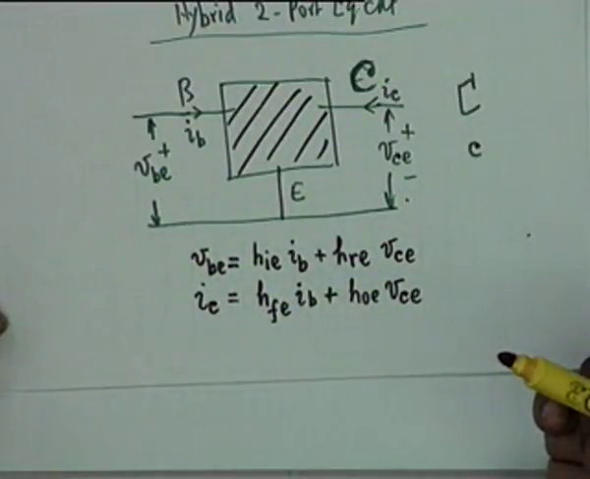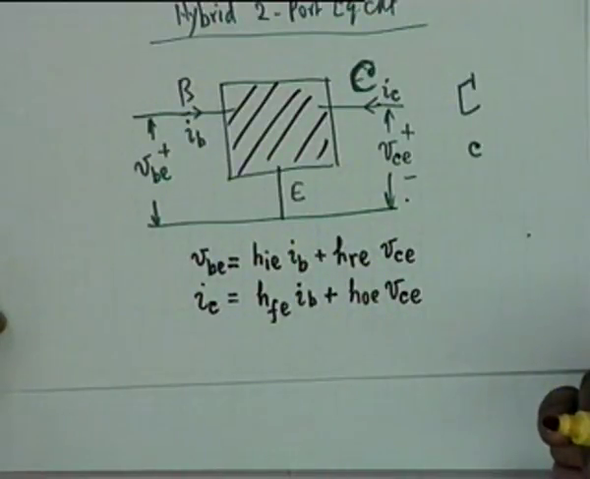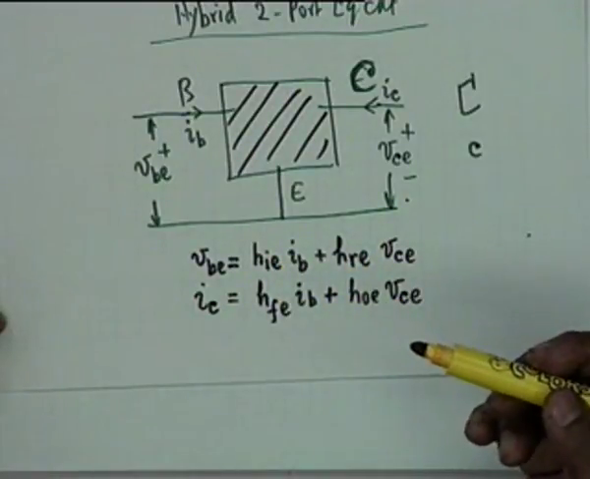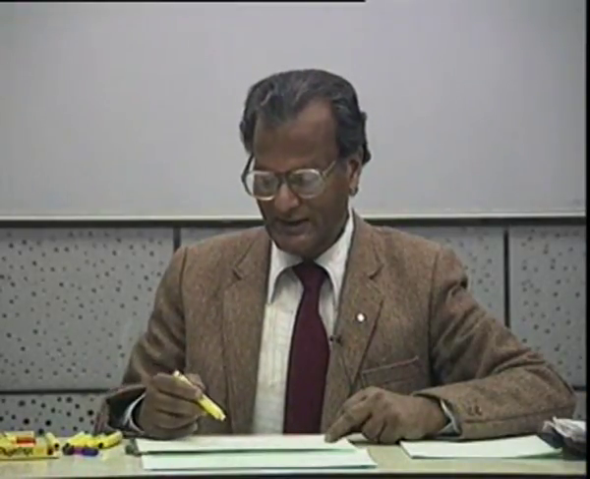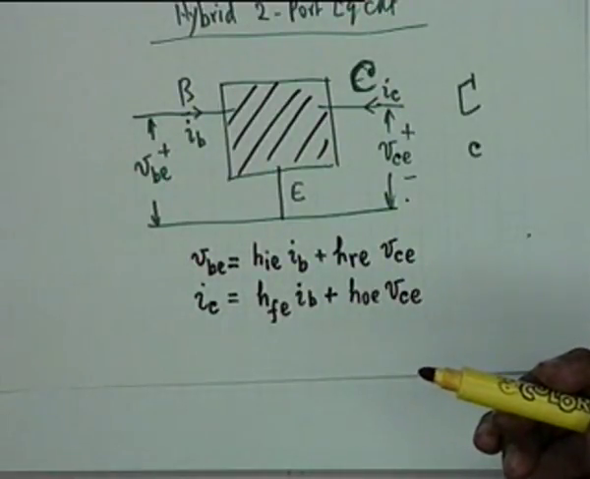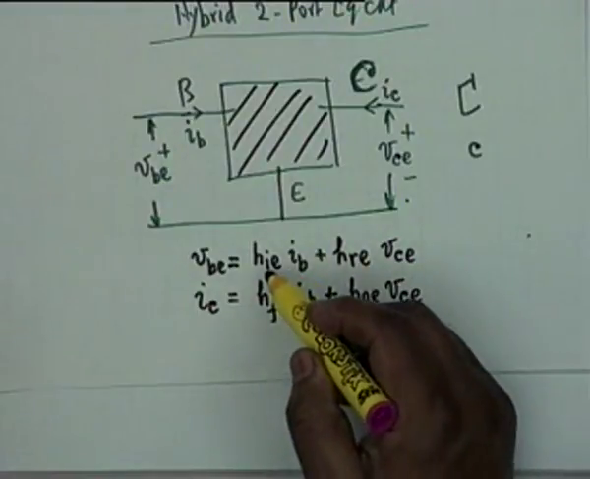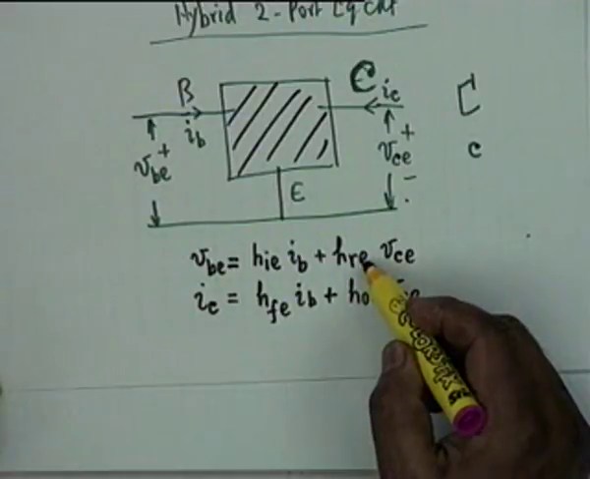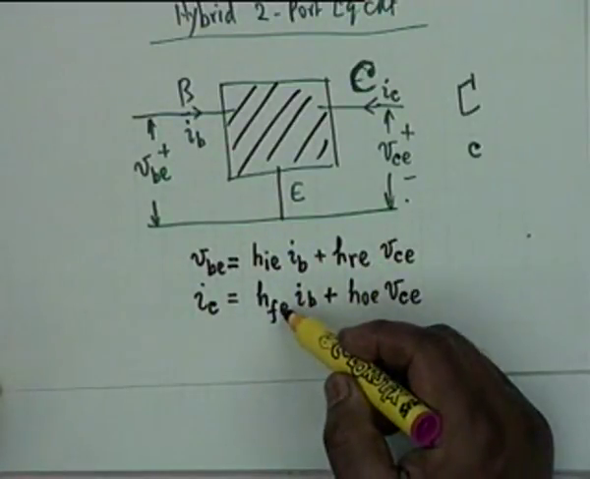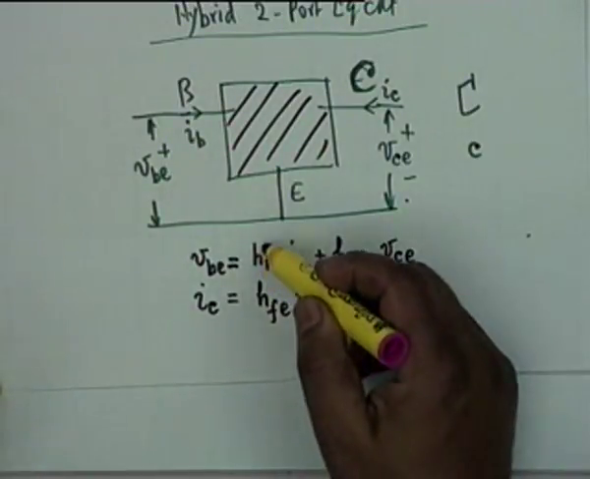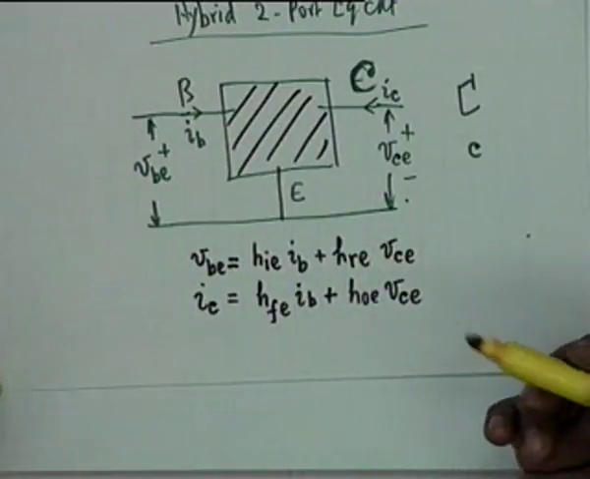H stands for hybrid, and why it is hybrid is because the dimensions of the constants are not uniform. You will see later in circuit theory course that the dimensions are either all impedances or all admittances. Okay, this is a mixture. You see, what is the dimension of HIE? This is an impedance. HRE is a dimensionless constant, HFE is a dimensionless constant, and HOE is an admittance. So you have impedance, admittance and dimensionless constants.